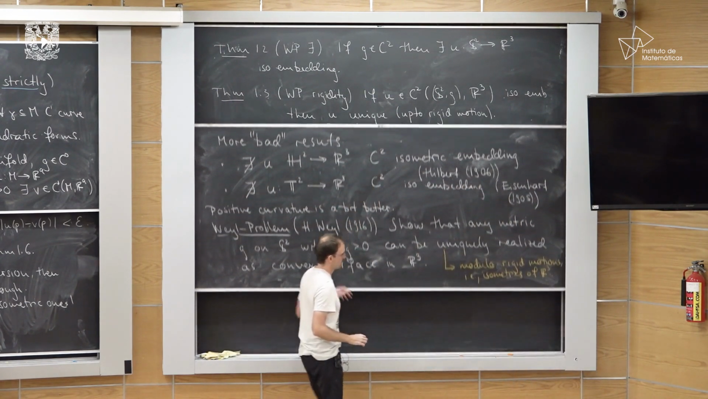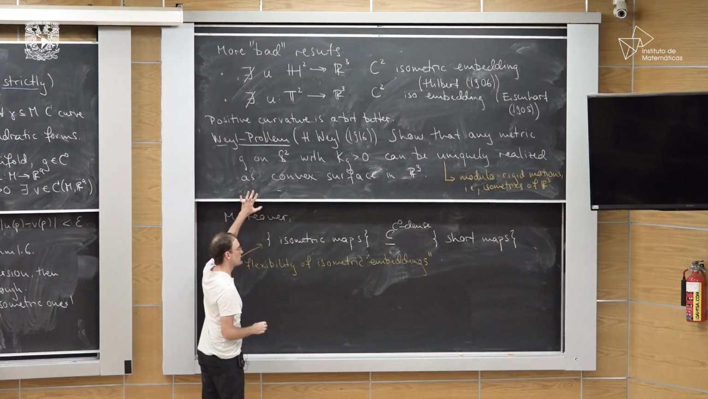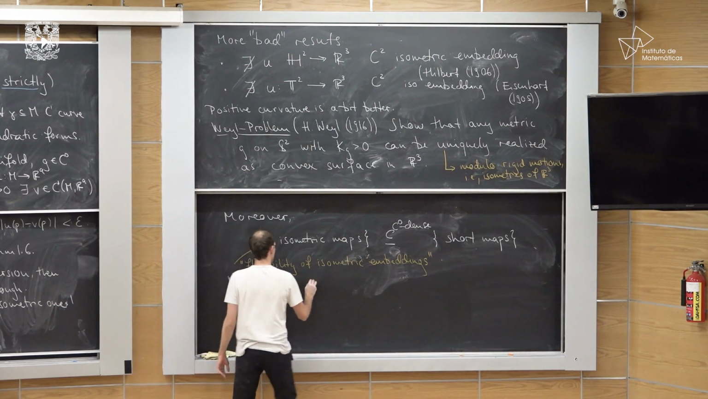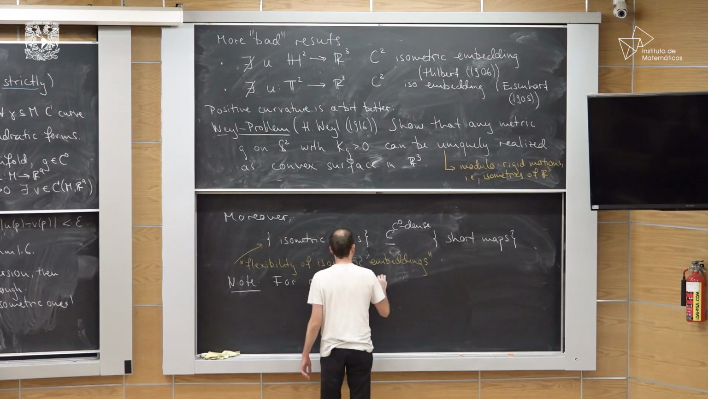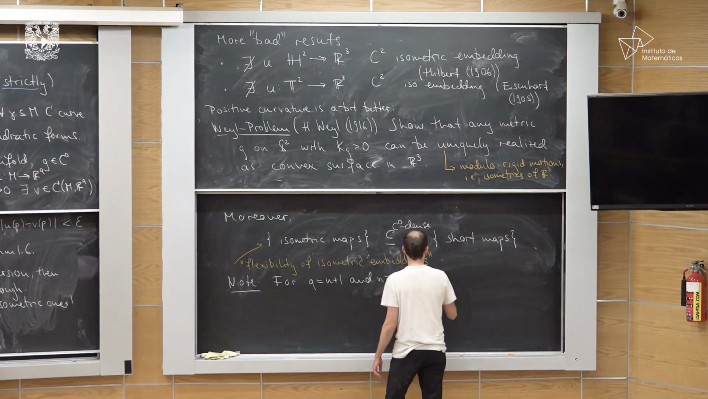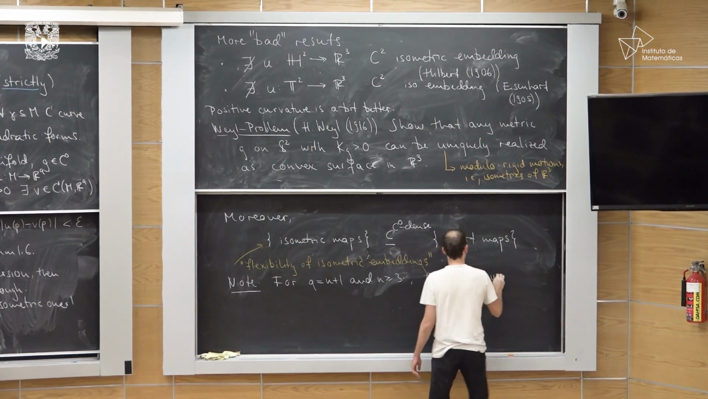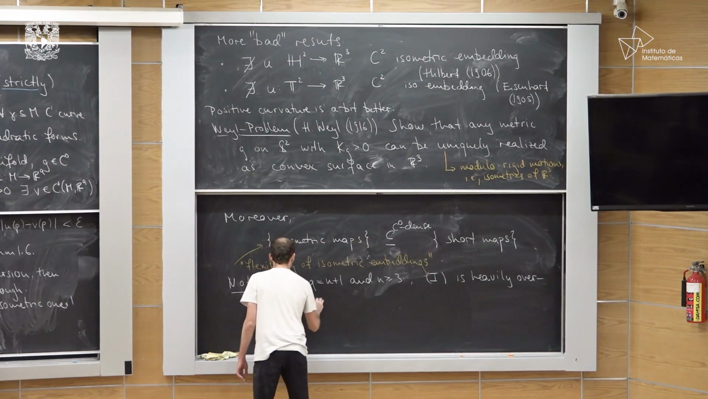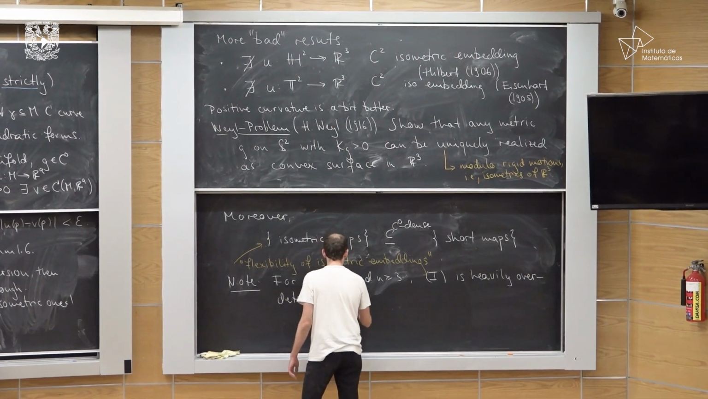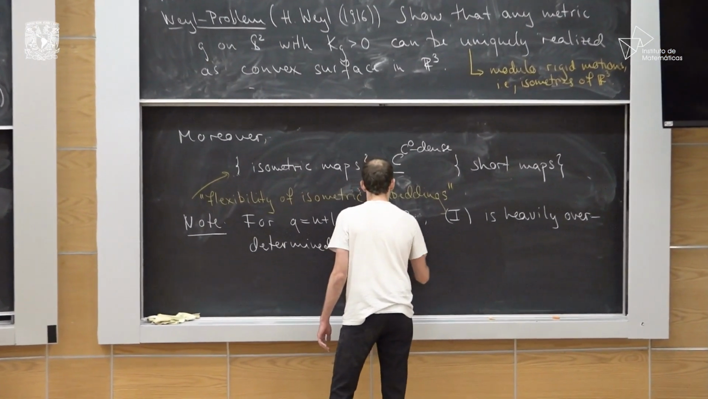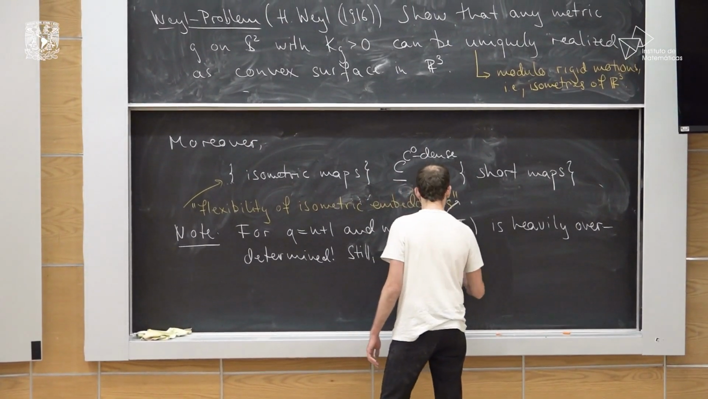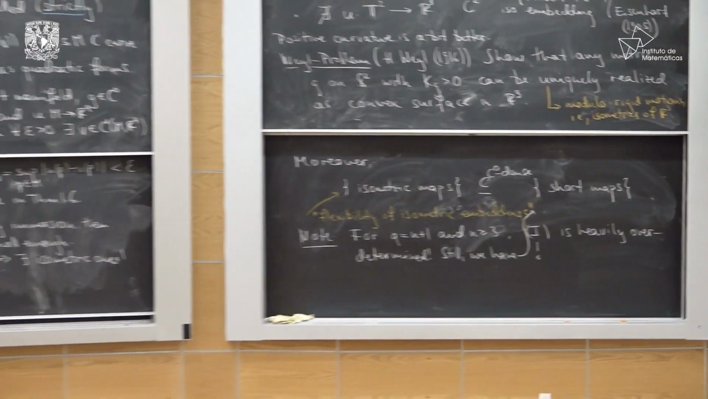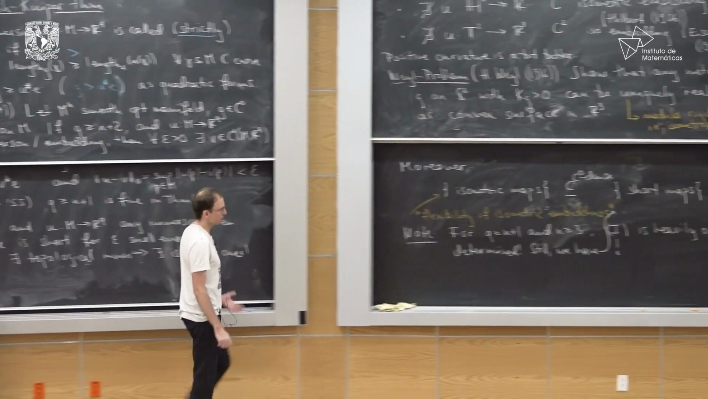Let me write this down. Note: for Q equals n plus 1 and n bigger than or equal to 3, the system I is heavily overdetermined. Still you have flexibility, which is surprising. Some more reasons why it is surprising.